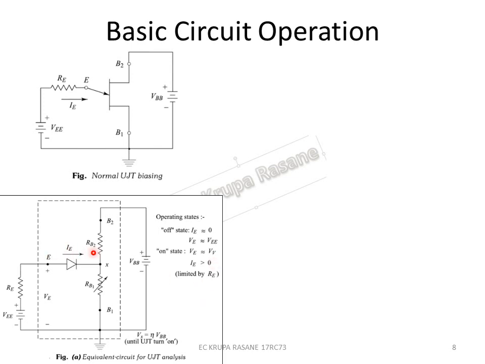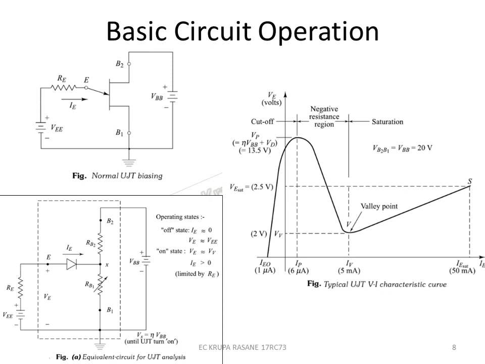And there is an emitter current flowing through this terminal, that is, through this diode or PN junction, and its value is limited. We can control this value by an external resistance RE. So VE, the emitter voltage, is equal to eta times VBB until the UJT turns on, and once it turns on, the value of VE will change.